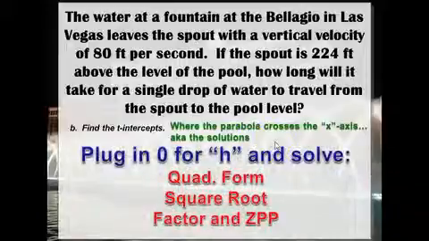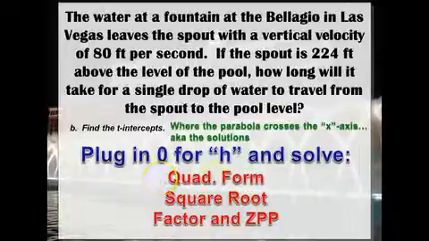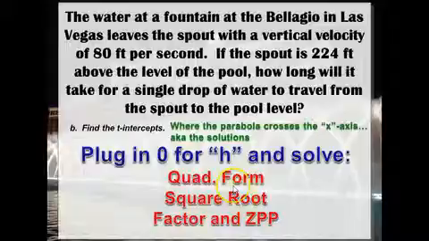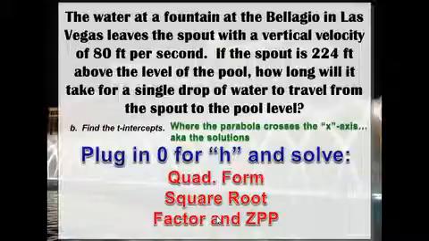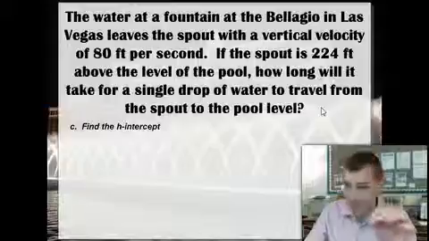And yes, this is how we do it. You plug in 0 for h, and then you solve it. That is exactly how you do it. So you plug in 0 for h, and then solve. How do you solve it? Whether you want to use the quadratic formula, or the square root method, or factor and use the zero product property, 100% up to you. But that is how you find the t-intercepts. Now, how do we do letter C? Letter C is this, the h-intercept.